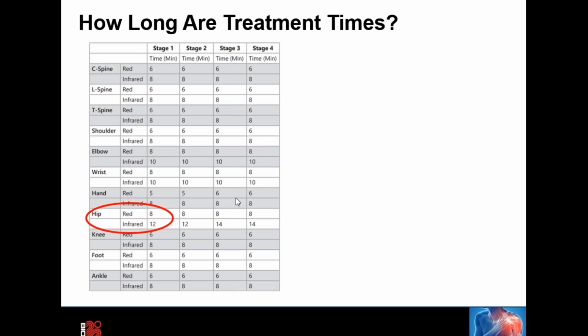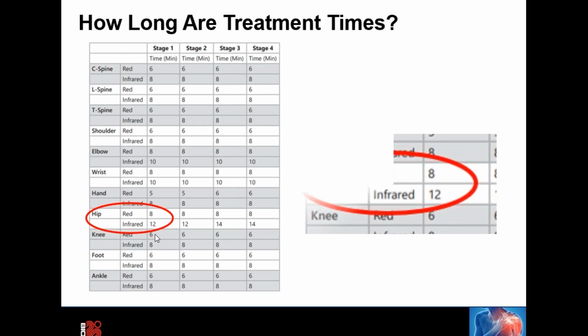Now, as far as treatment times go, every time you place the array over the hip, it's going to stay on for 20 minutes. So you can see that the time is quite long compared to some of the other areas, and that's because of the deep, thick muscles and how deep the hip joint itself is. So when you place the array, red light will first come on for 8 minutes, and then infrared light will come on for 12 minutes. So it will be a total of 20 minutes for each placement.